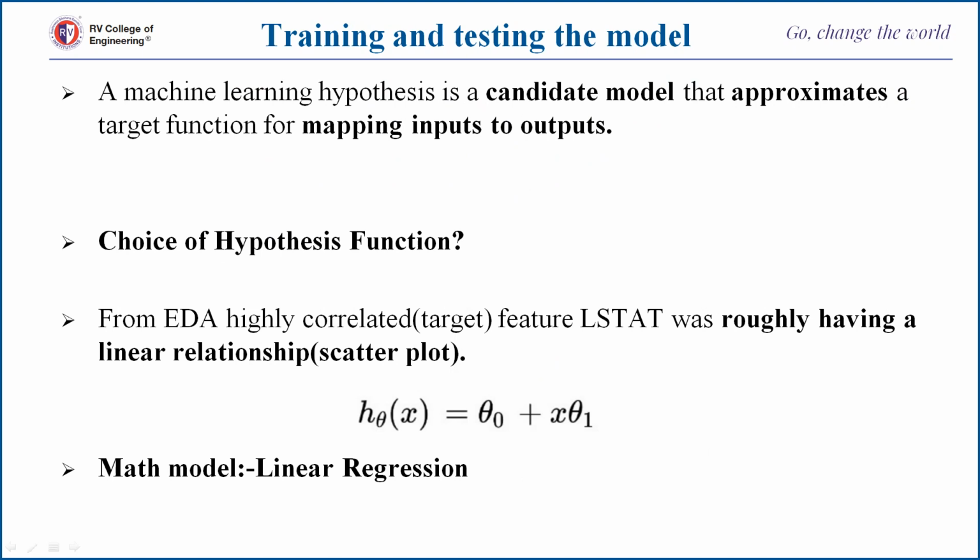Now, what was the choice of our hypothesis function for this project? From EDA, we saw LSTAT was highly correlated with the target, the prices of a house, and both of them were roughly having a linear relationship from the scatter plot. So we will use the equation of a straight line, that is h theta. The hypothesis function would be theta naught plus x theta 1. Our math model used over here is that of linear regression.